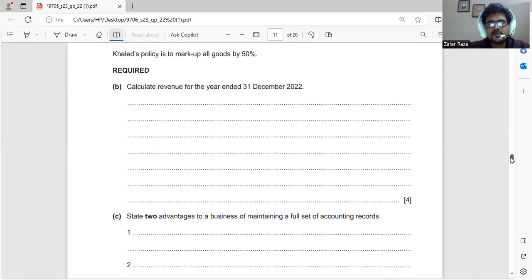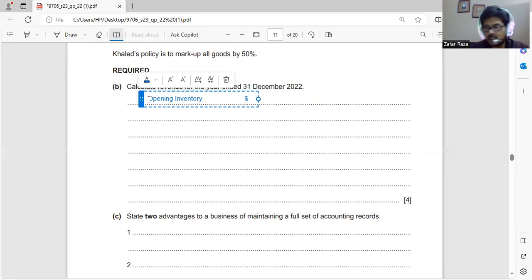So we'll write it over here. Opening inventory, dollar 18,450.